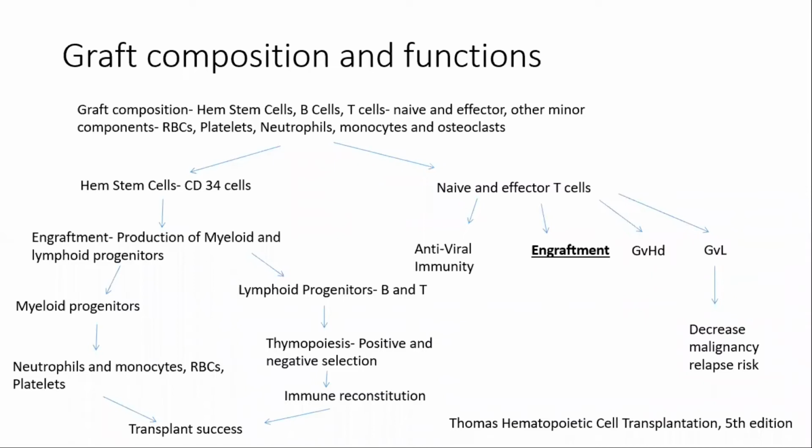These give the graft its strength, but they are not all good. They cause side effects like graft versus host disease. So we have to maintain a balance between them. Their main job is to give some antiviral immunity, and they help a lot in engraftment. They cause side effects like GVHD, and to some extent they cause a graft versus leukemia effect, which helps us in malignant transplants.